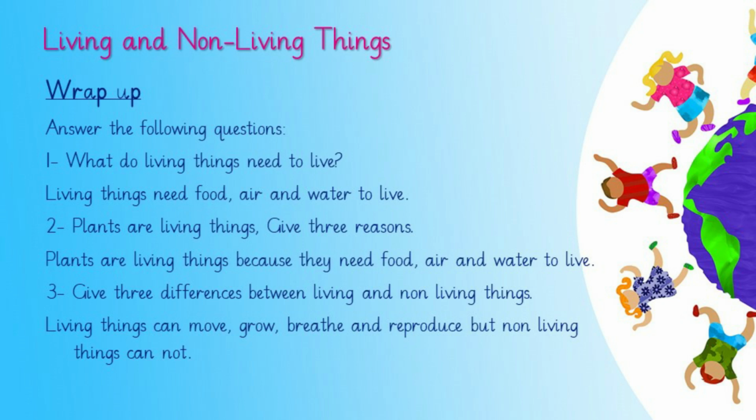Let's come up with the answers. What do living things need to live? Yes, within the first lesson we discussed it. Living things need food, air, and water to live. Question number 2. Plants are living things. Give 3 reasons. Plants are living things because they need food, air, and water to live. Next come 3 differences between living and non-living things. Yes, living things can move, grow, breathe, and reproduce, but non-living things cannot.